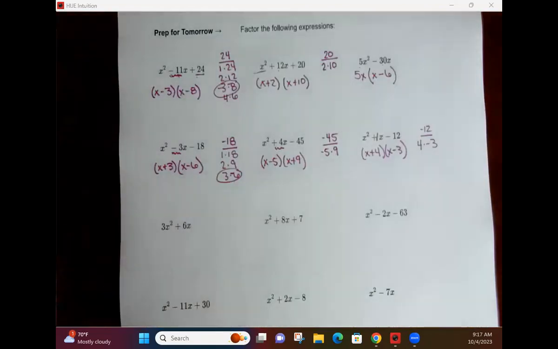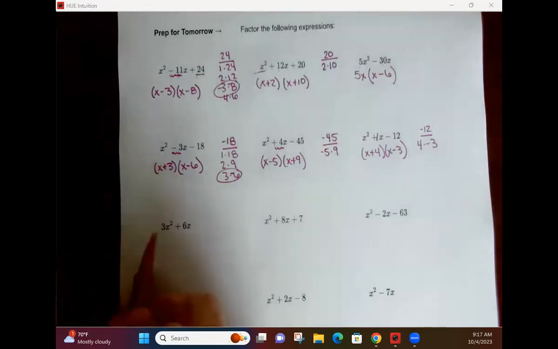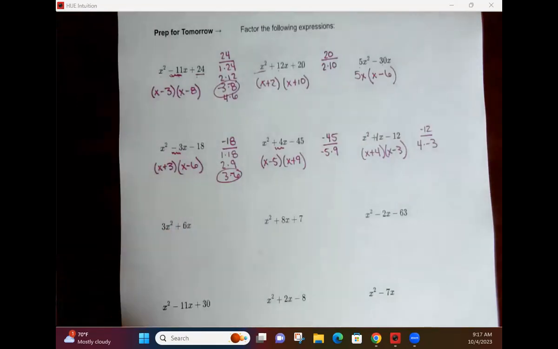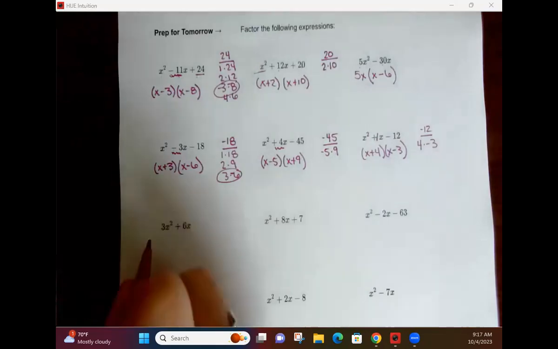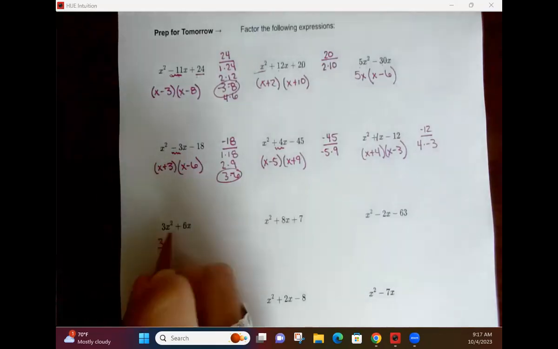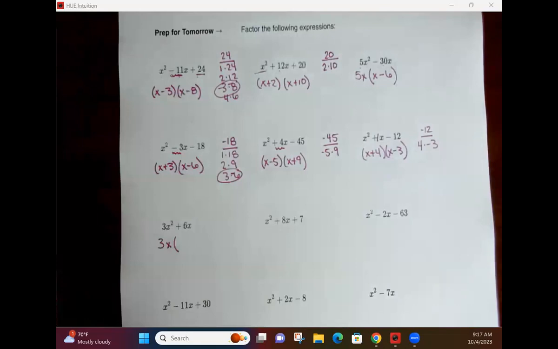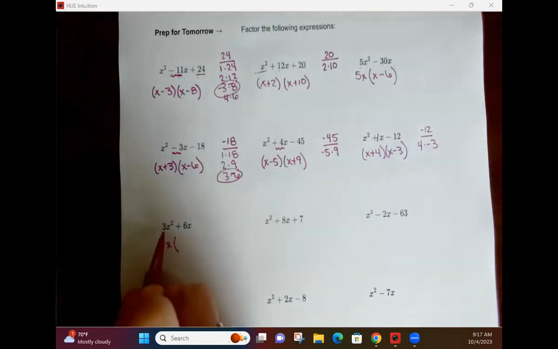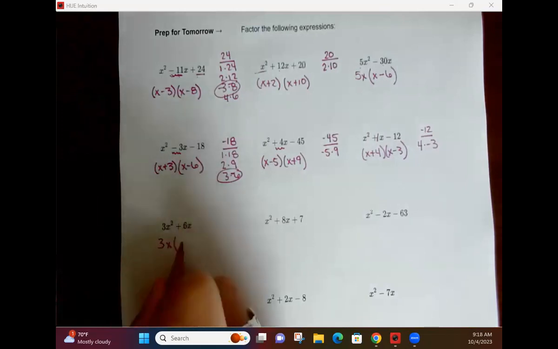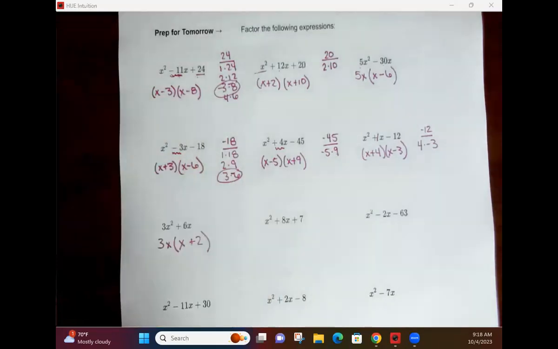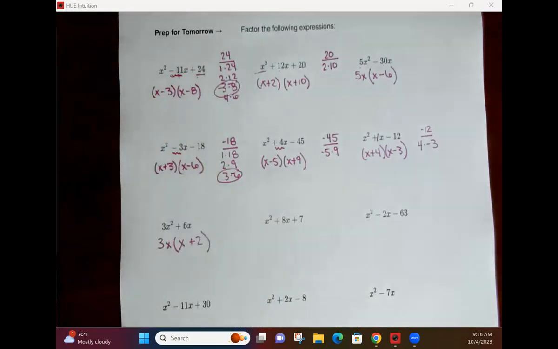The start of the next row, again, I've got 2 terms here. We do have a GCF in this problem. Both of my coefficients are divisible by 3, and both my terms have an x. So when I divide out 3x, in my first term, 3x squared divided by 3x would leave me with x. And then 6x divided by 3x would leave me with 2. So 3x times x plus 2.